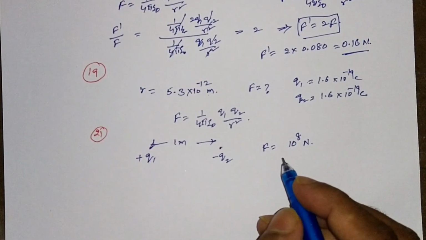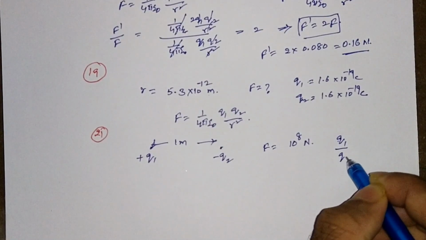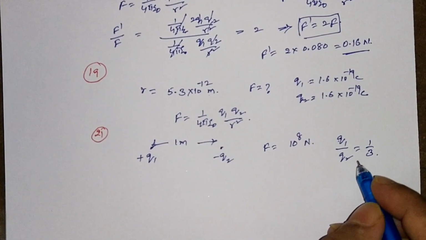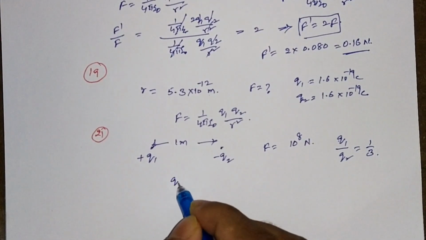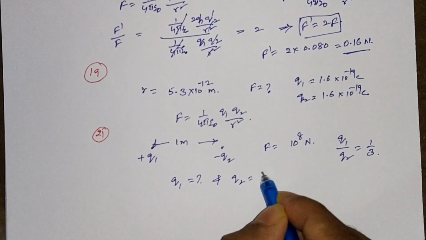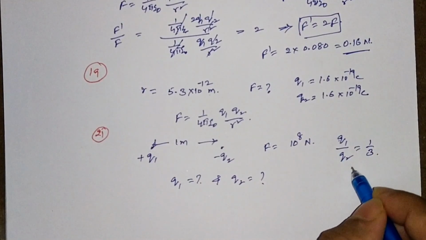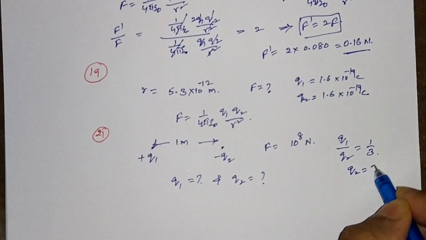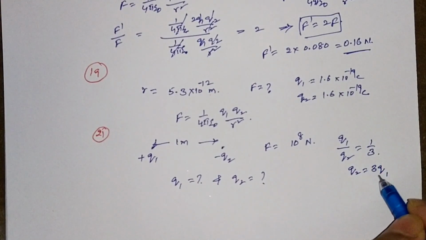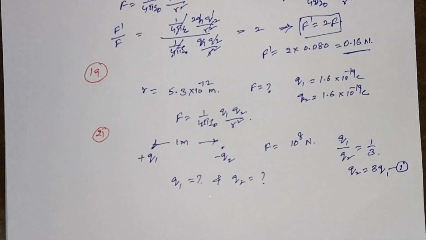If the charges are in the ratio 1:3, let us take Q1 and Q2, what is the ratio? 1:3 is given. Then what are the charges? Let us calculate Q1 is how much and Q2 is how much. From this you can write Q2 is equal to 3Q1. Can I write or not? Q2 is equal to 3Q1. Remember this value. Let us say this is equation 1.